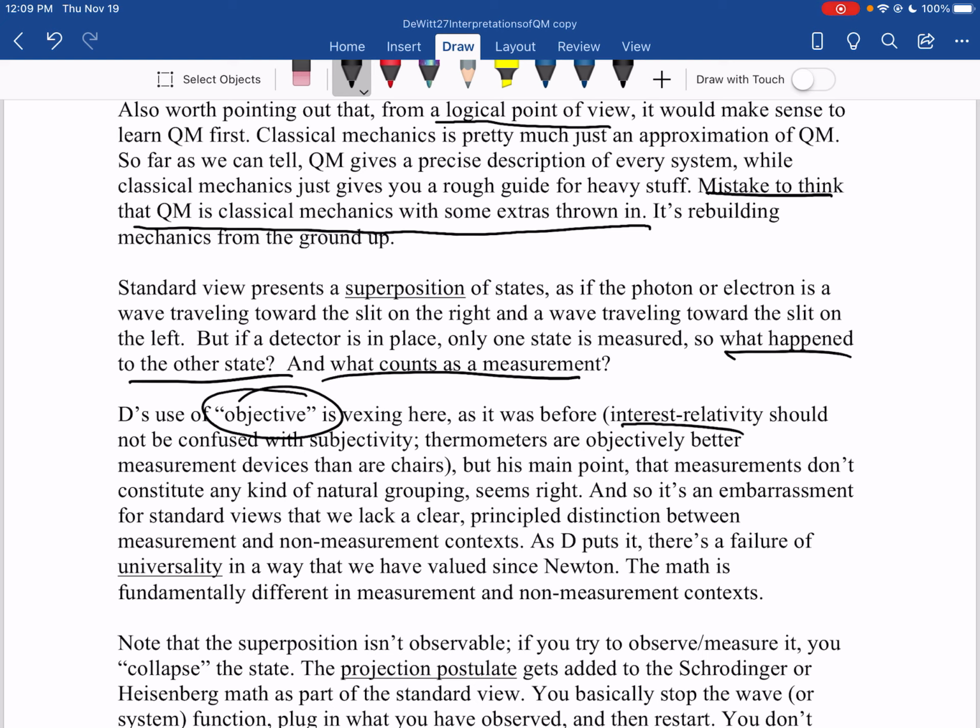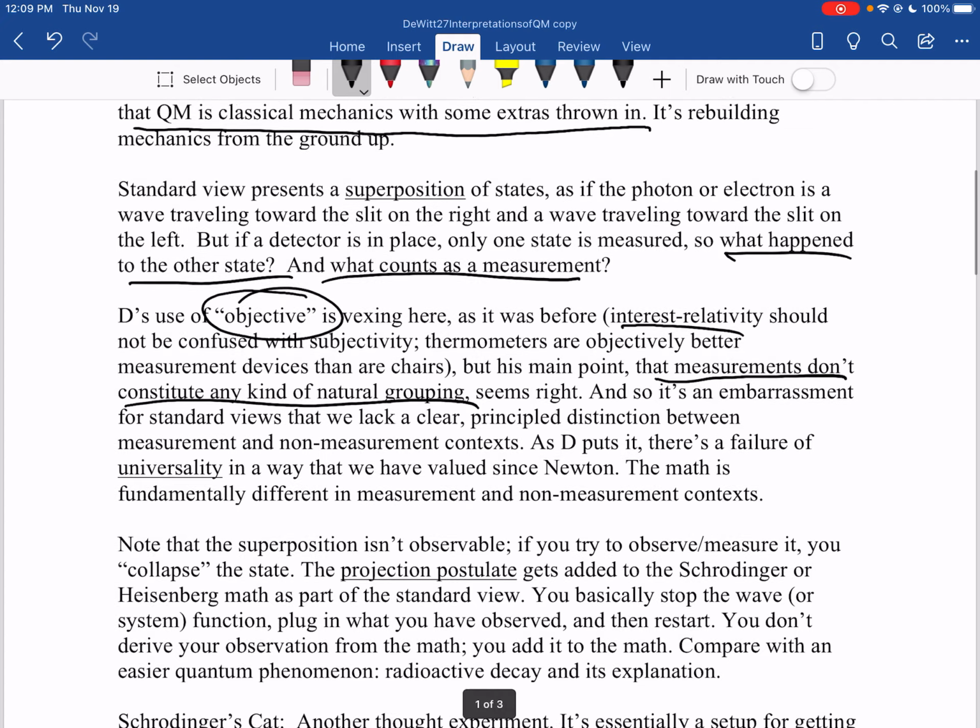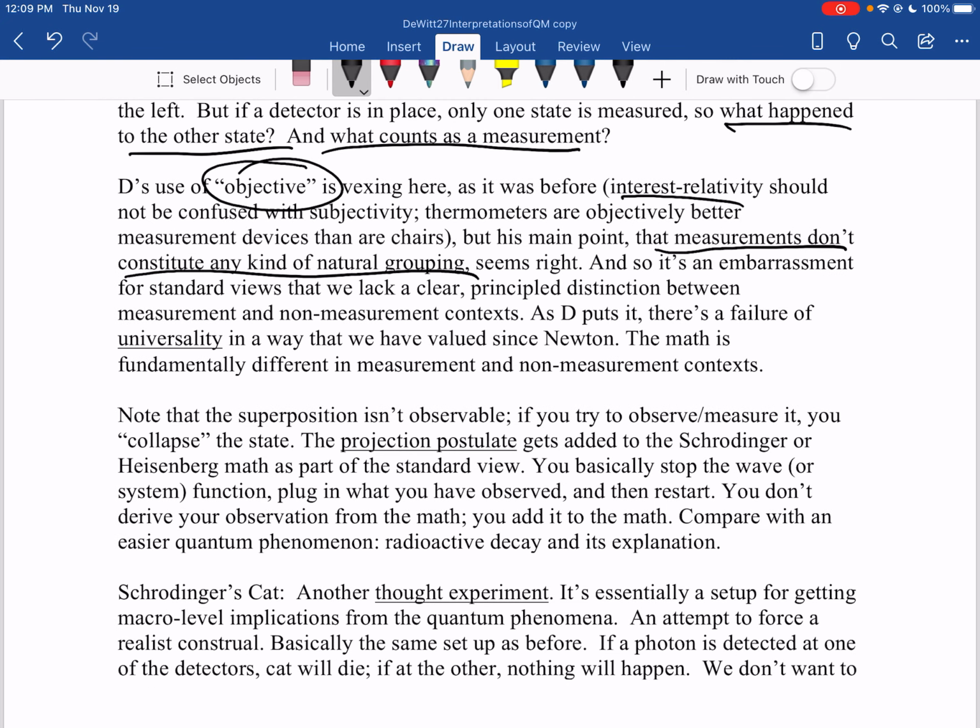But DeWitt's main point is that measurements don't constitute any kind of natural grouping. We don't have a theory about anything physical that distinguishes measurement context from non-measurement context, measurement devices from non-measurement devices. We cannot go any deeper and say these are the sorts of things that a system will count as performing a measurement operation, whereas other physical processes won't. We have no answer to that question, that demarcation between measurement context and non-measurement context.